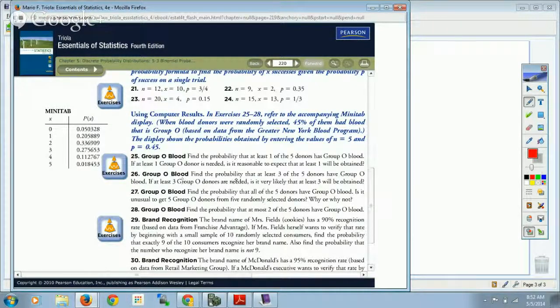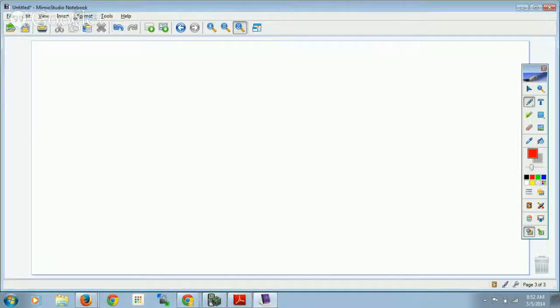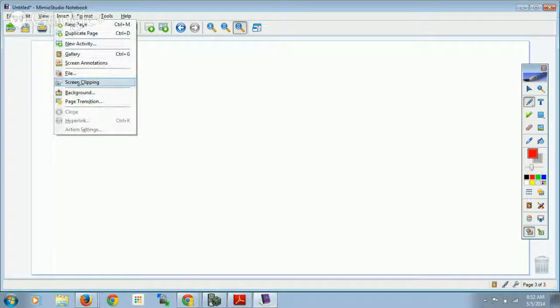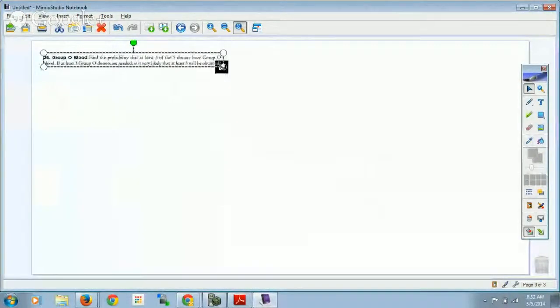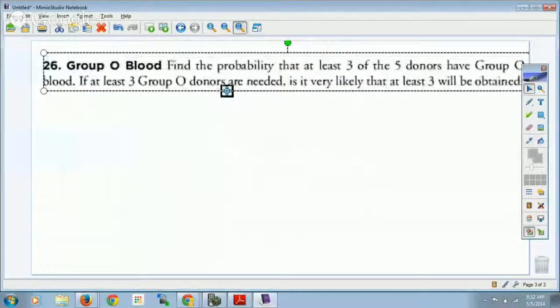So let's look at number 26 here. Copy that into my sketchbook here. Screen clip. And we'll grab that table too. Oh, slow down there.